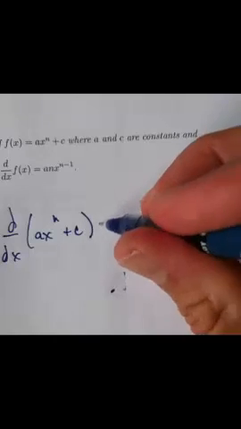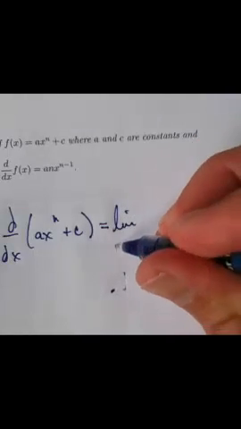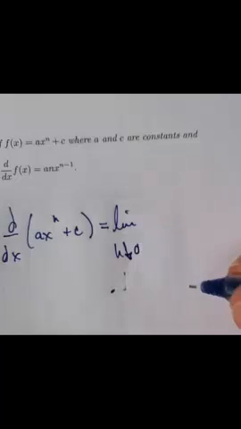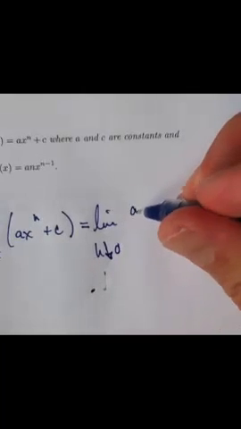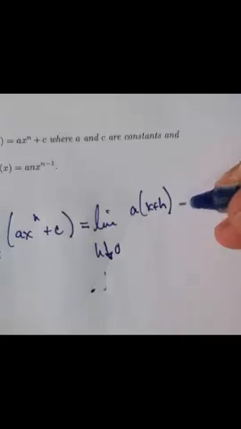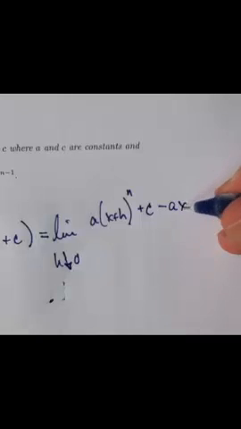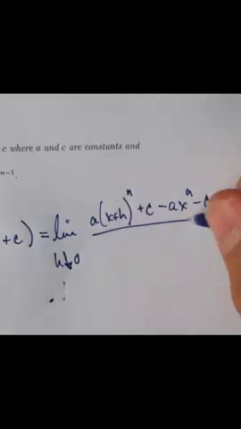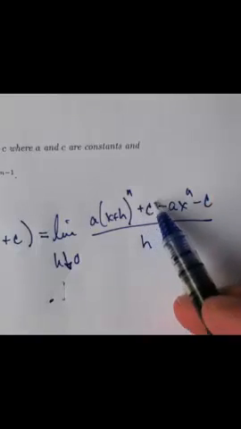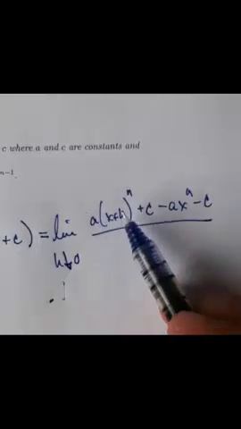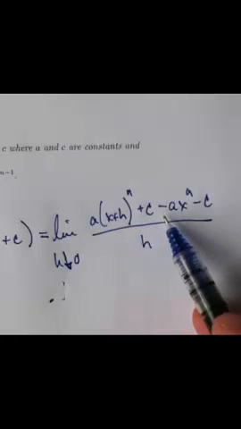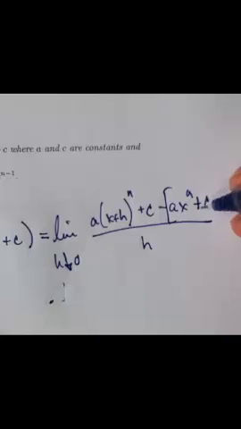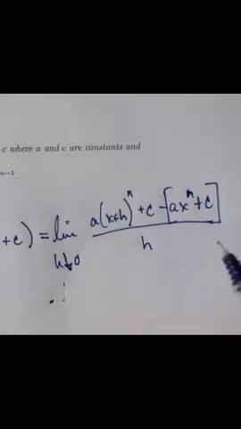Now, the definition says that this is going to be the limit as h goes to 0 of what? A times (x plus h) raised to the nth plus c, minus ax to the nth minus c, all over h. Because all I'm doing here is putting the function evaluated at x plus h and then subtracting the function evaluated at x. And then dividing by h. I'm going to see what happens to all this as h gets to 0.